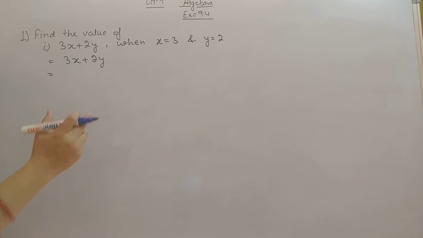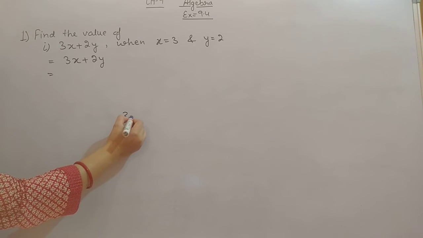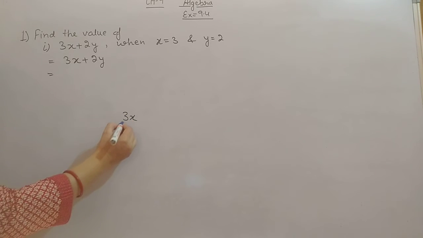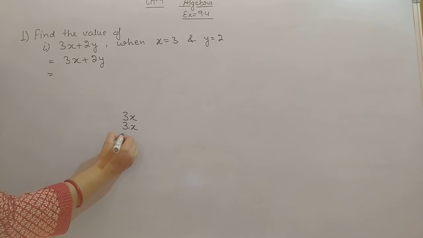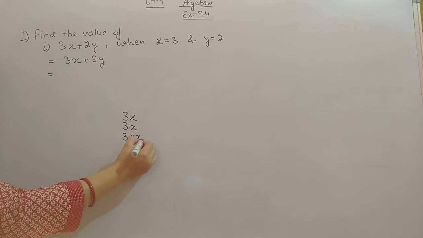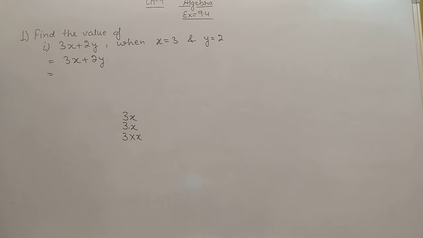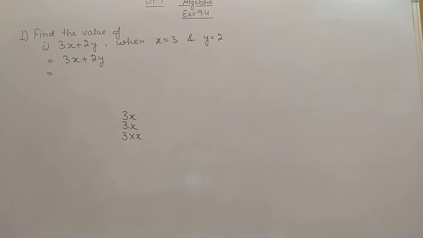In algebra normally we will not put a multiplication symbol. Sometimes we will represent it by a dot, or simply if it is written 3x then it is 3 multiplied by x. 3 dot x also means 3 multiplied by x. So we have to replace the x and y values and then we will find the answer.